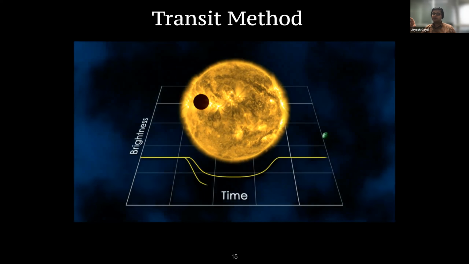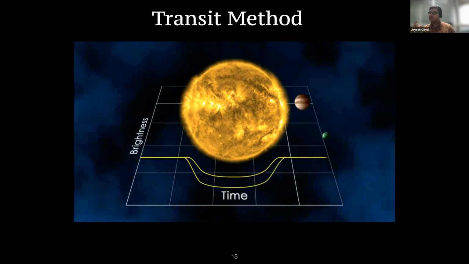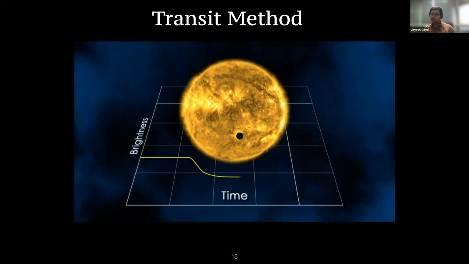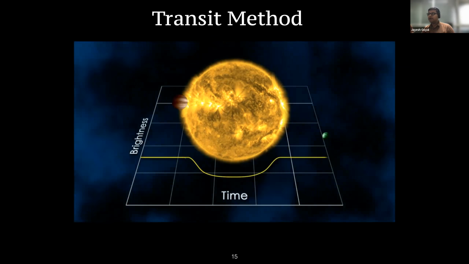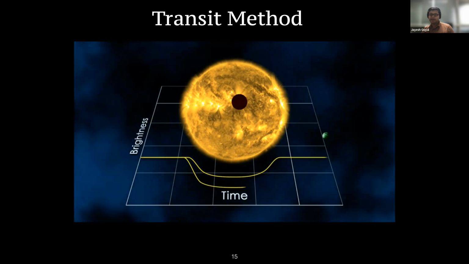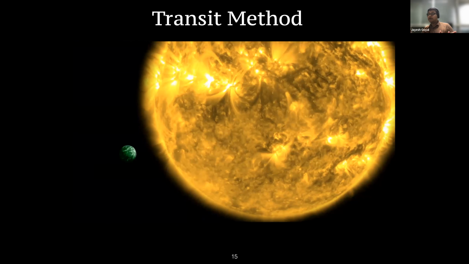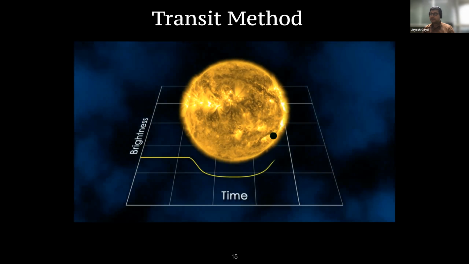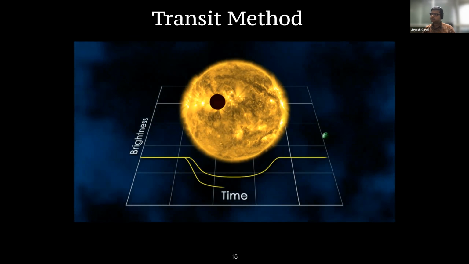When the planet goes in front of the star, there's a dip in the brightness, and this dip in the brightness is what we measure. That is how you detect the exoplanet. The smaller the exoplanet, the smaller the dip; the bigger the exoplanet, the bigger the dip. Out of 5,000 exoplanets, more than 70% have been detected using this technique, so it is very, very effective in detecting exoplanets.